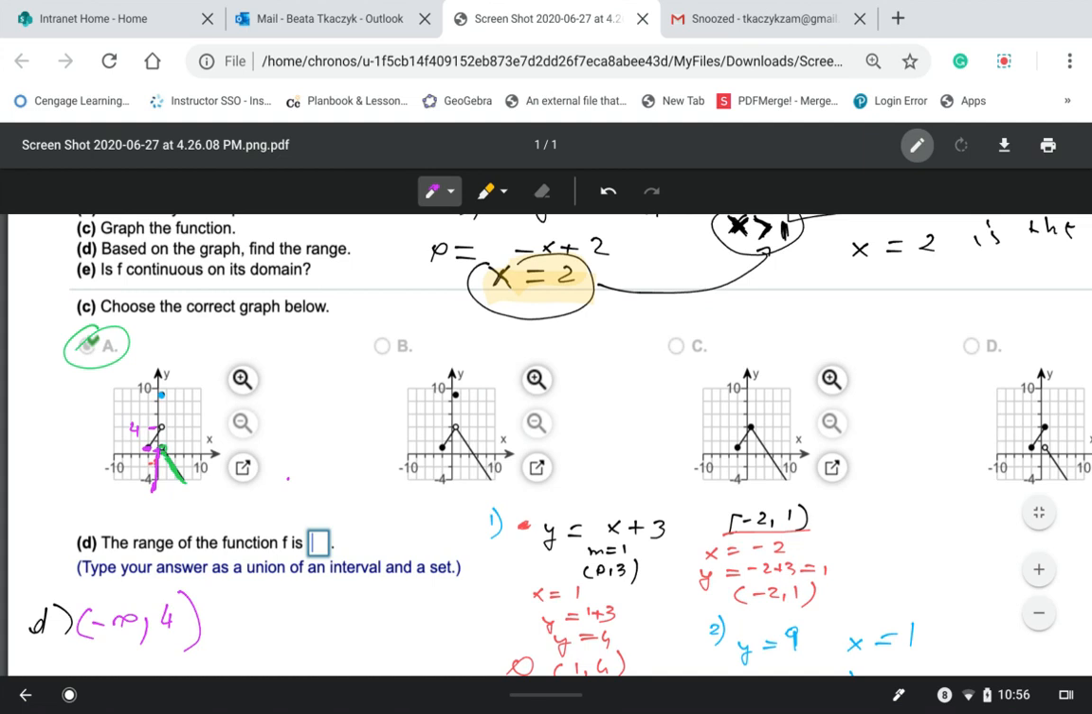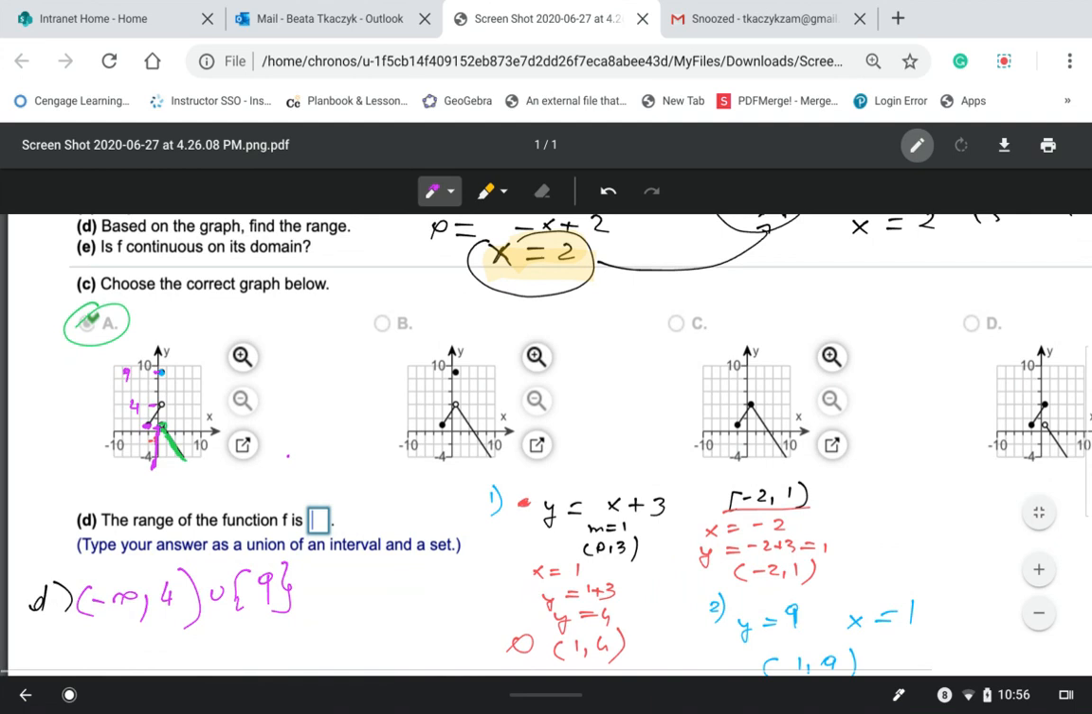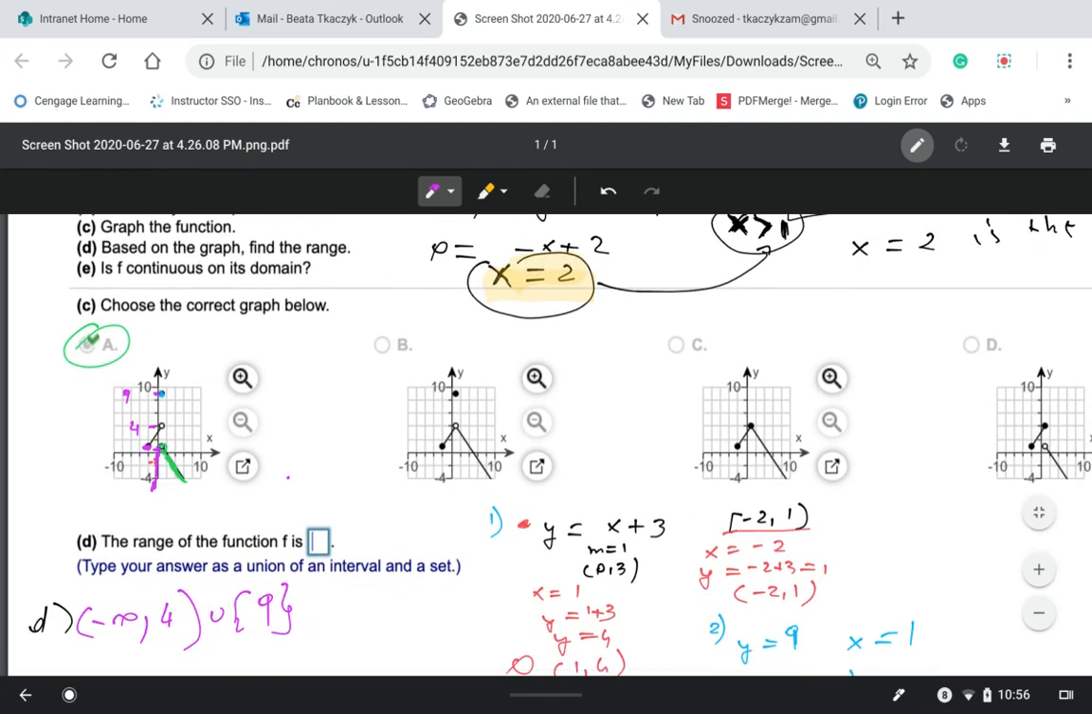And then look what happened. We have a huge gap, plus, and here, don't forget that this is y equal 9, so we have 1 extra point, plus 9. So from negative infinity, a little tricky, to 4, and then we have a gap, plus 9. Type the answer as a union of interval sets. So this is how you will have to type the answer for D.